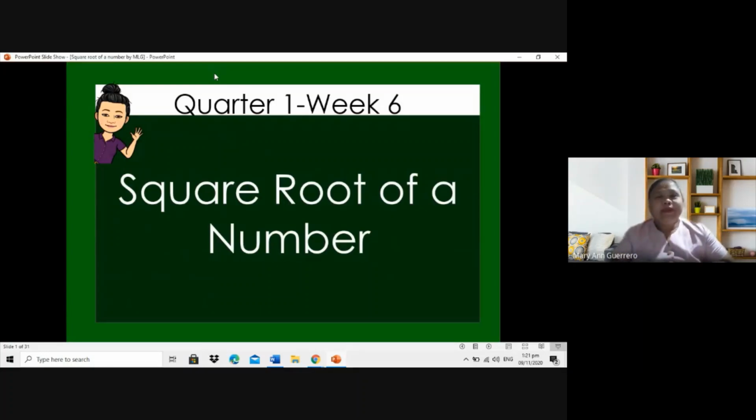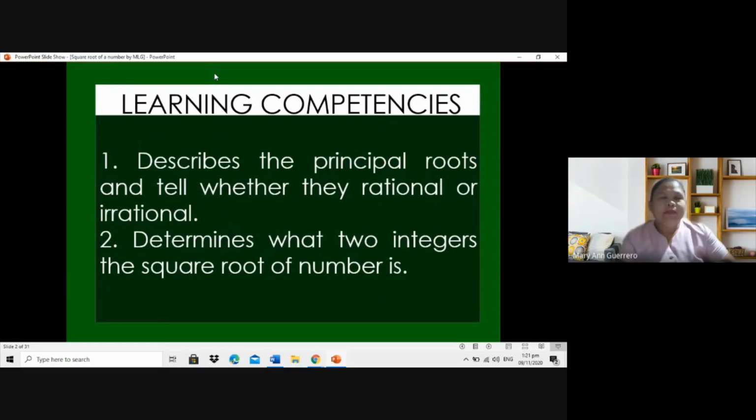Good day, everyone. Our topic for the week is square root of a number. Learning competencies: at the end of the week, you should describe the principal roots and tell whether they are rational or irrational. Determine between what two integers the square root of a number is.